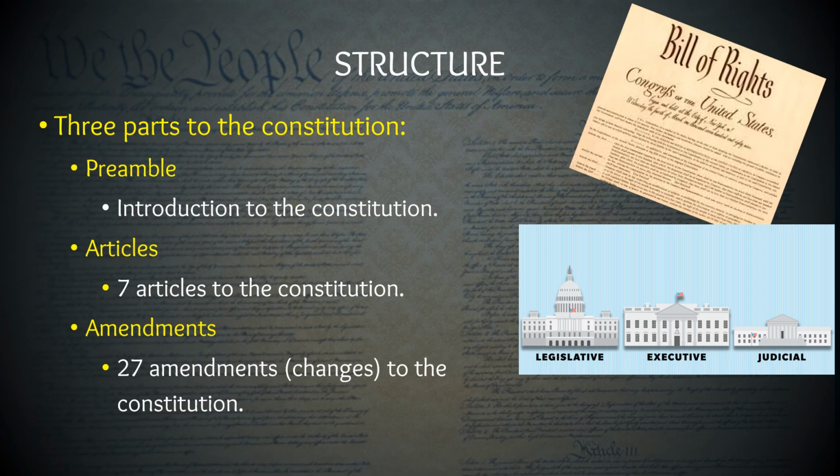The structure itself is broken up into three parts. You have the preamble, which is the introduction to the Constitution. You guys will learn a little bit more about the structure of the actual preamble and the goals of the preamble tomorrow with the lesson that I have. You have the articles, which are broken down into 7 different articles or sections within the Constitution. And then you have the amendments, which is 27 amendments to the Constitution, or basically 27 changes from the time that it was created and ratified in 1789.